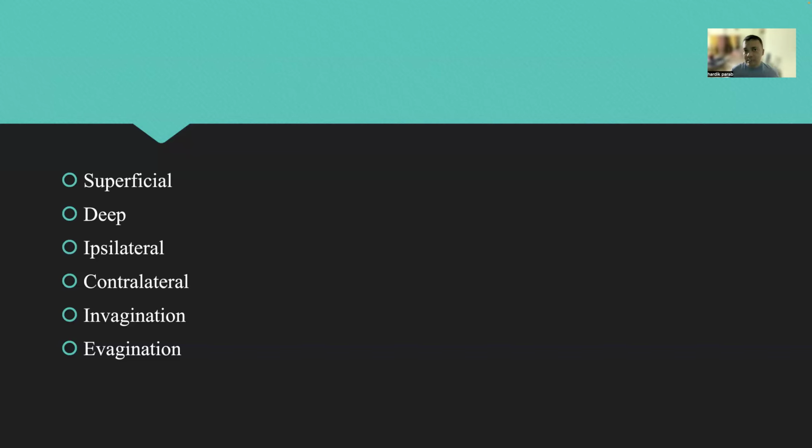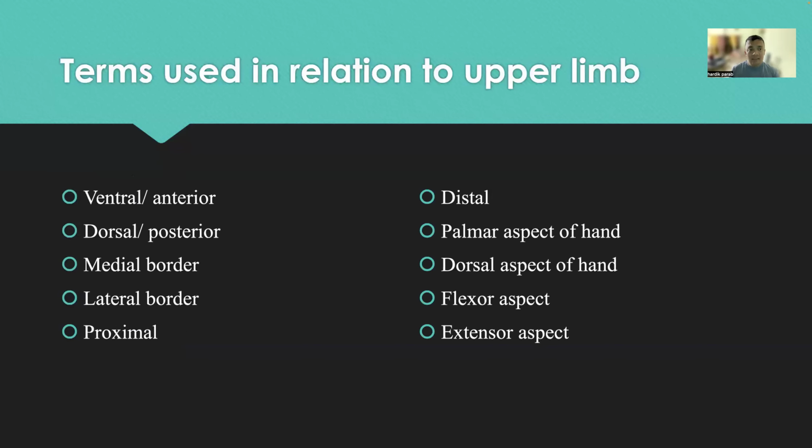Then you have invagination. It's like projection inside, or evagination is projection outside. This is mainly used for the prolapse disc. This terminology is used for that. So anything which is entering inside the structure, बाहर से जब अंदर की तरफ आता है, it is called invagination, और बाहर जाएगा, it is called evagination। The next thing is terms used in relation to the upper limb. So again, same like trunk, it is ventral or anterior.